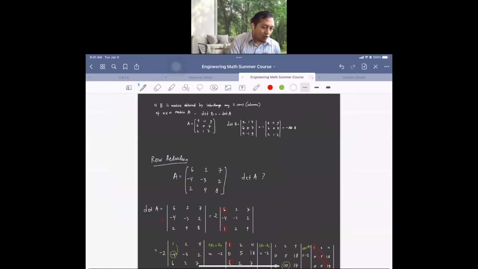And then we have the row reduction. Okay, the row reduction. So this is similar to the augmented matrix, but we are just doing it with the single matrix. Okay, with this example, we have the single matrix A.